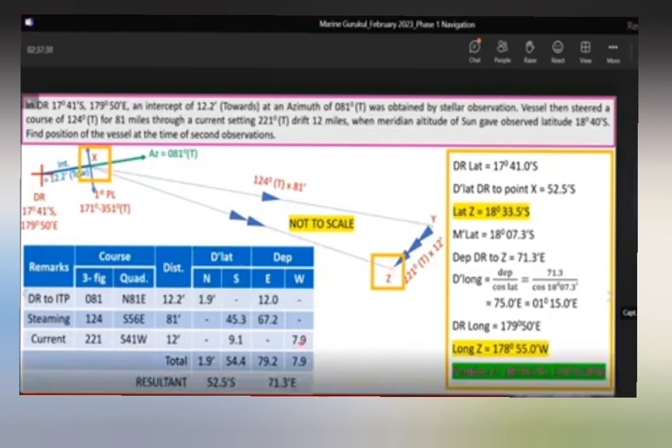So let's take a pause here, beta. See the rough diagram and the calculation. Let me know any doubts coming in.